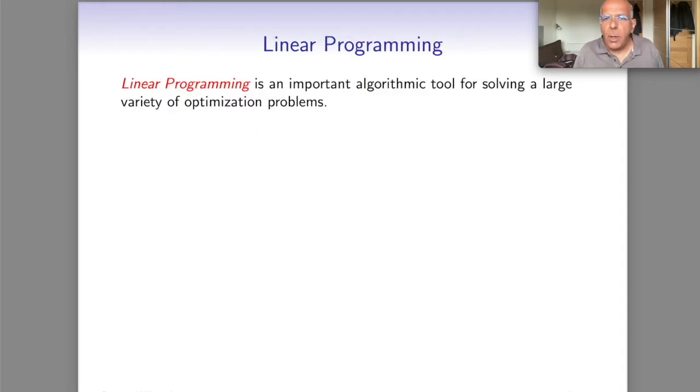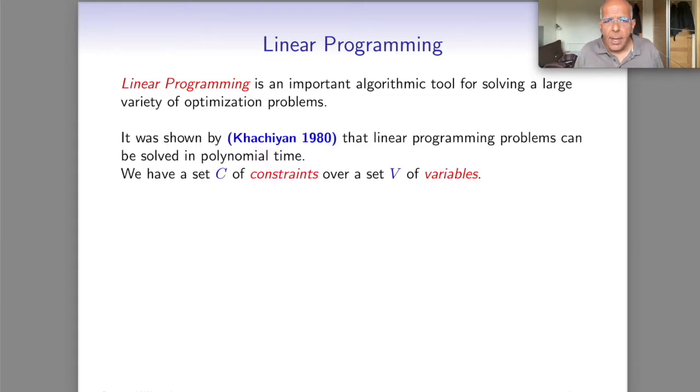Now, linear programming is a very widely used algorithmic tool for solving optimization problems, right? In fact, it is probably the most commonly used when you have combinatorial optimization problems. It's one of the most commonly used tools out there in practice. We know that linear programming problems can be solved in polynomial time. This was first proved by Khachiyan back in 1980 using what's called the ellipsoid method, of which I will give a brief overview later.